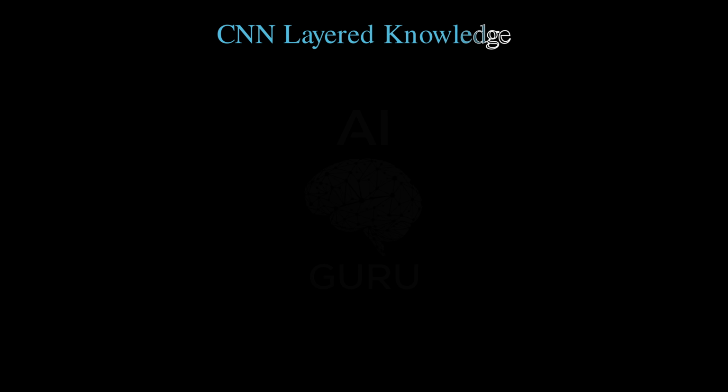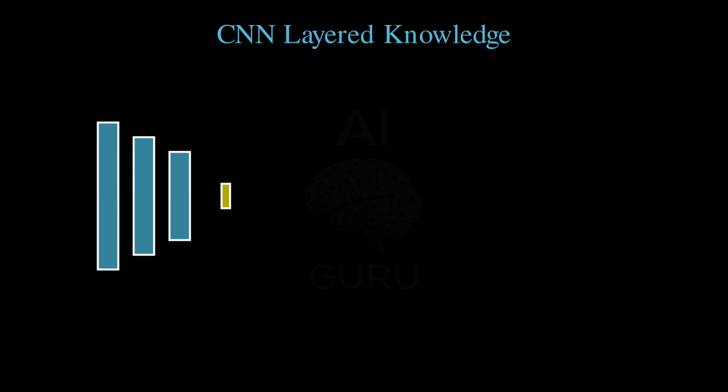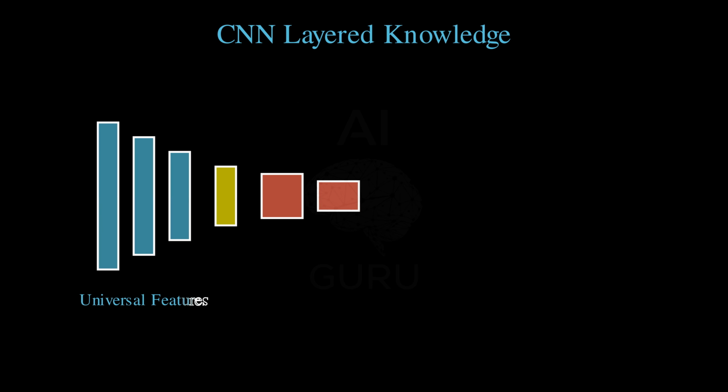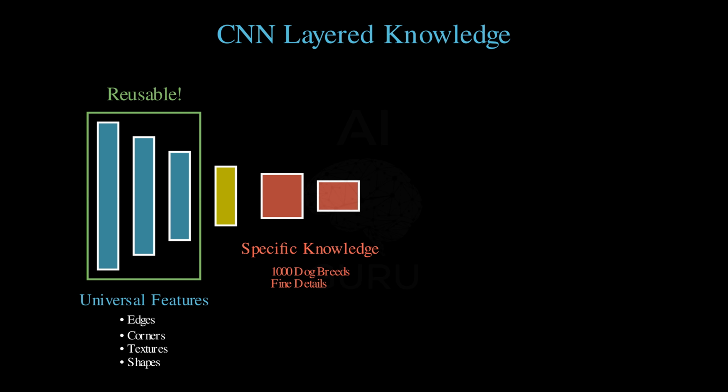Those early convolutional layers learn all the universal stuff. Edges, corners, textures, general shapes, the building blocks of vision. Those filters are useful for pretty much any visual task. Whereas the final, fully connected layers are where the very specific knowledge is. Telling the difference between 1,000 breeds of dog.